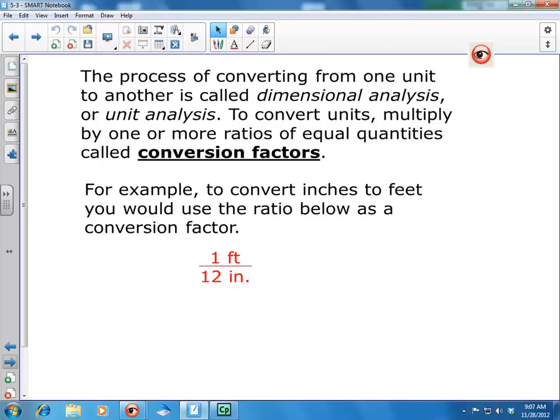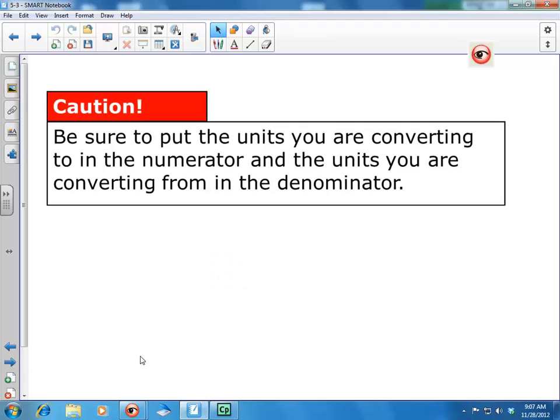All right, let's take a look at our next slide. I'll come back to it if you're not finished. Just leave a little bit of space. All right. Caution. It says, be sure to put the units you are converting to in the numerator and the units you are converting from in the denominator.